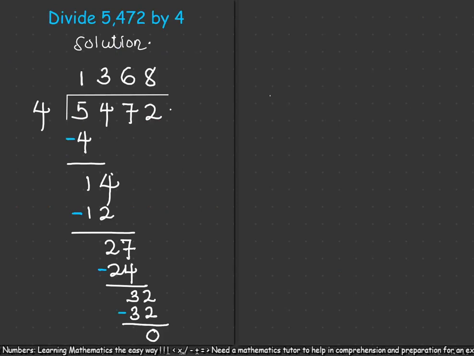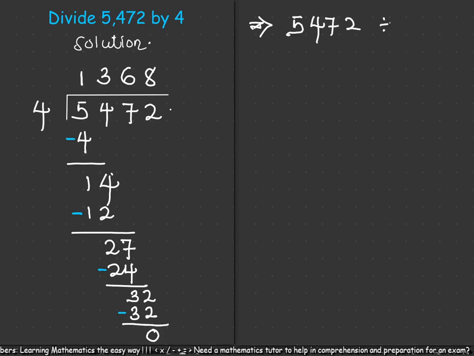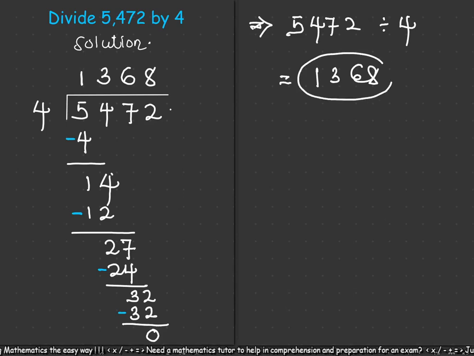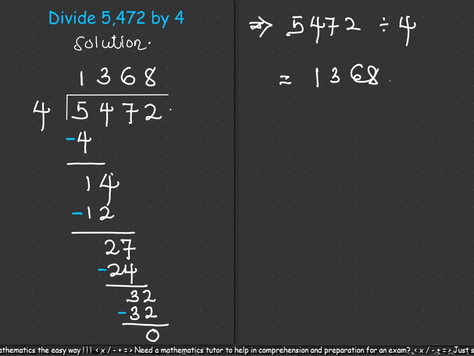Okay? So this simply implies that 5,472 divided by 4 is actually equal to 1,368. You get it? So in this case, once again, using the terms, our dividend was 5,472. Our divisor was 4. Our quotient we had was 1,368. And then we have no remainder. So it actually has a remainder of 0.